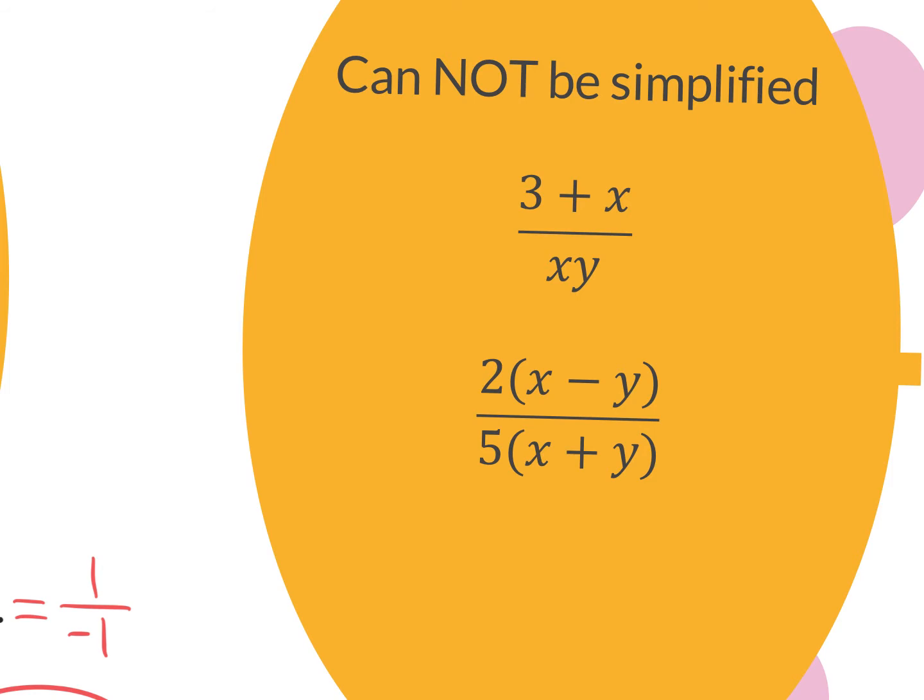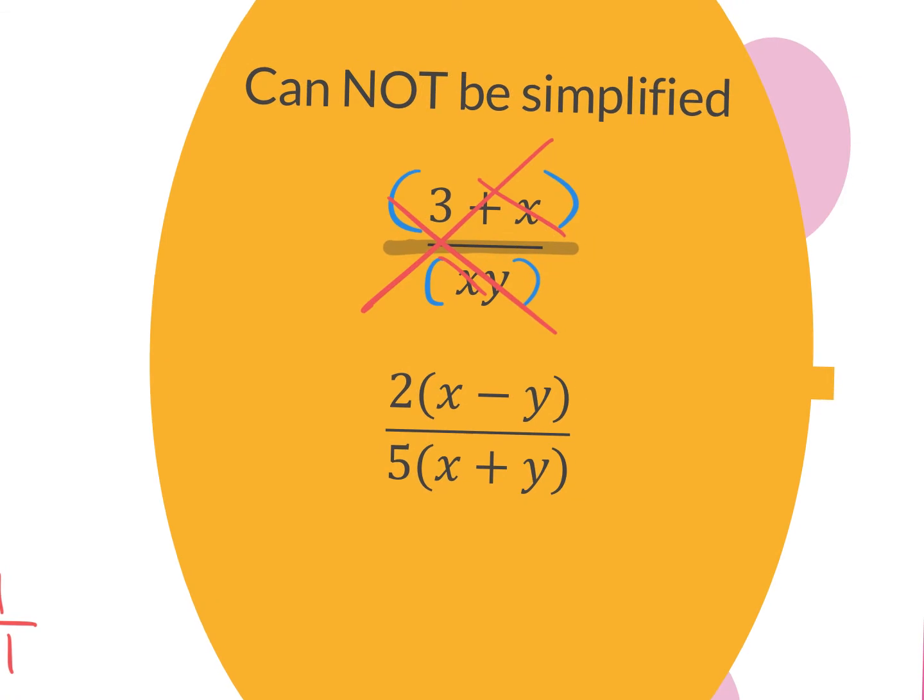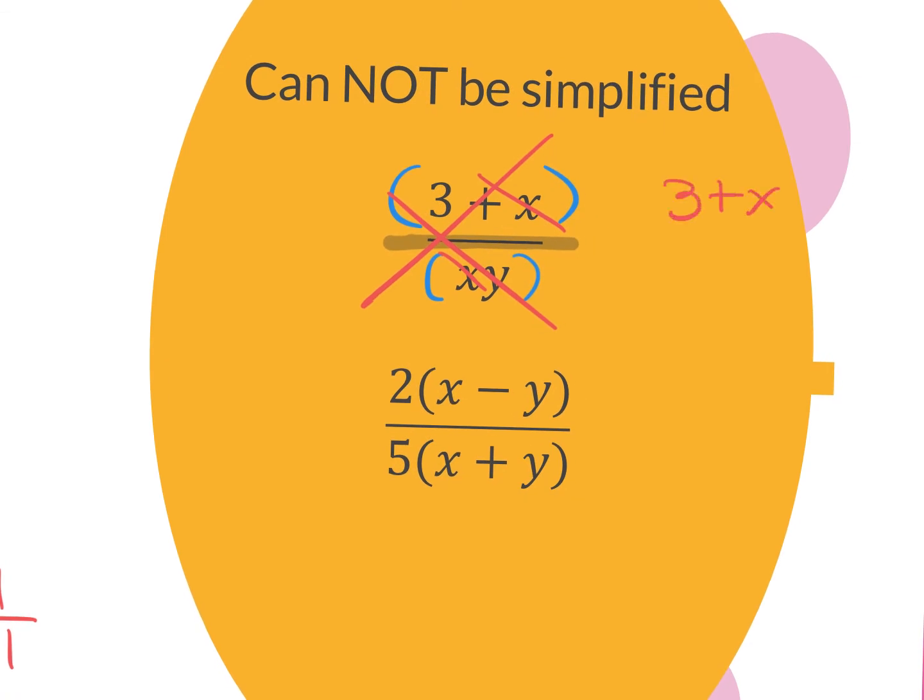Remember, this division bar, or fraction bar, is separating and making grouping symbols. So what this is, is 3 plus x divided by x times y. Now, in order to cancel 3 plus x, there would have needed to be another 3 plus x. So a common mistake here is that students are going to think, oh, I can cancel the x and the x. You cannot do that. This cannot be simplified. This is in simplest form, 3 plus x over x times y.